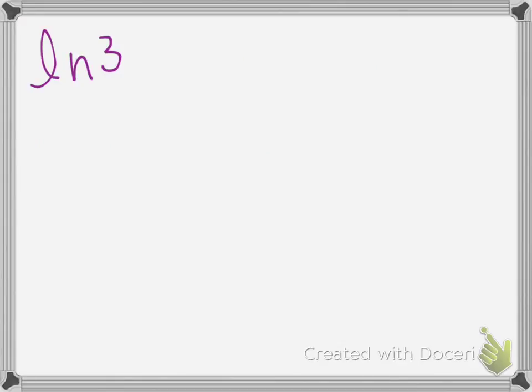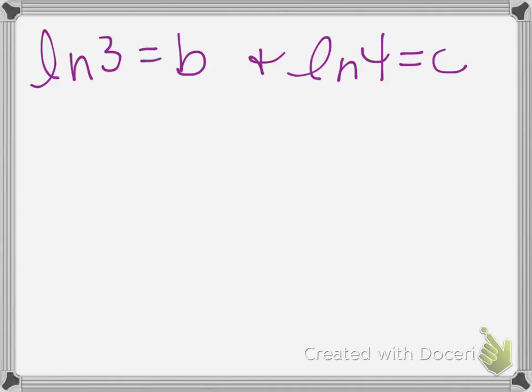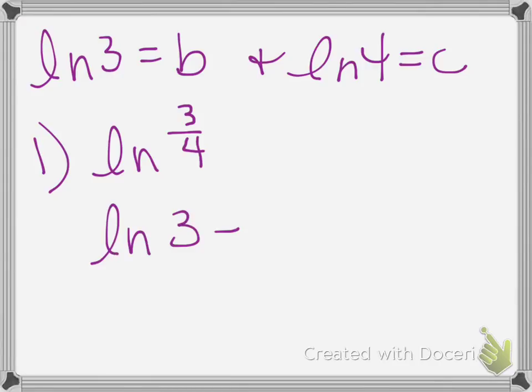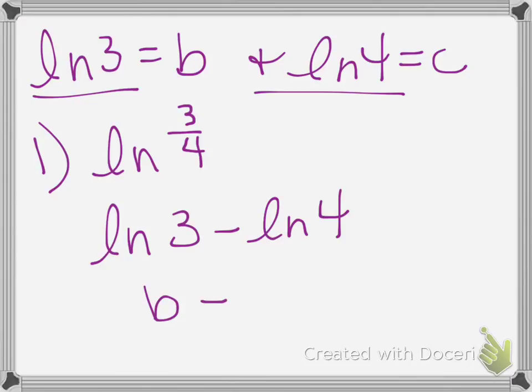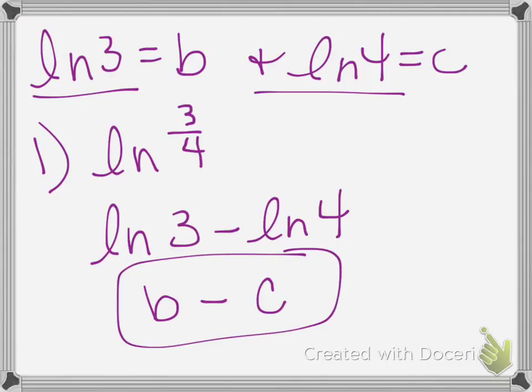So here are the directions. We're going to say that ln 3 equals b and ln 4 equals c. And so utilize the properties of logs to write each natural log in terms of b and c. So let's look at our first one. I have natural log of 3/4. If you notice, this is a quotient rule. So I'm going to first start out with ln 3 minus ln 4. And then the nice thing is I need it as ln 3 and ln 4, so there's no other work that I have to do except replace. I'm going to replace ln 3 with b and ln 4 with c. So I have b minus c.